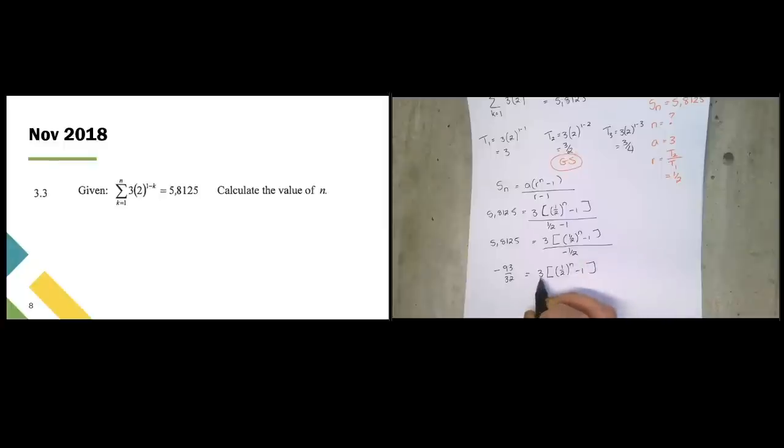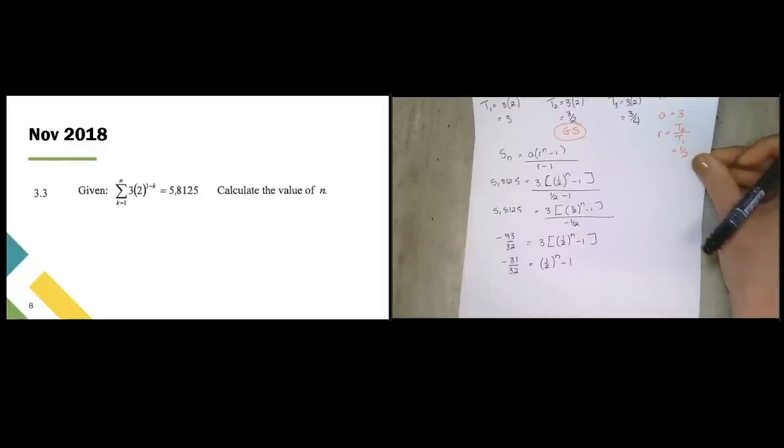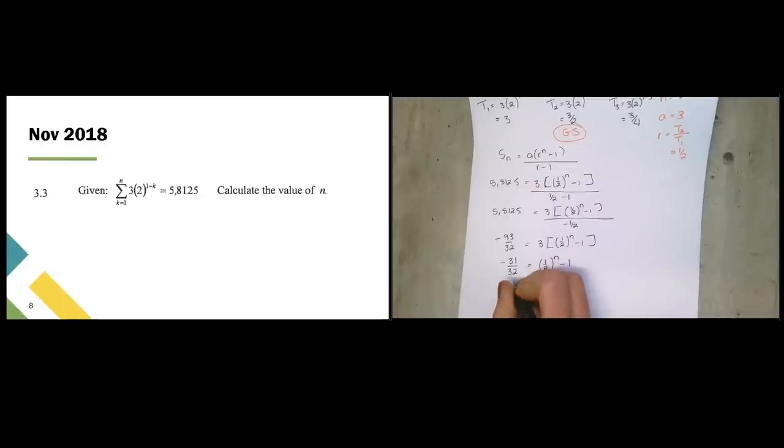Next step is to get rid of the 3, so if I divide both sides by 3, I get negative 31 over 32 equals a half to the power of n minus 1. Next, I've got to get rid of the negative 1, so if I now add 1 on both sides, I get 1 over 32 equals a half to the power of n.